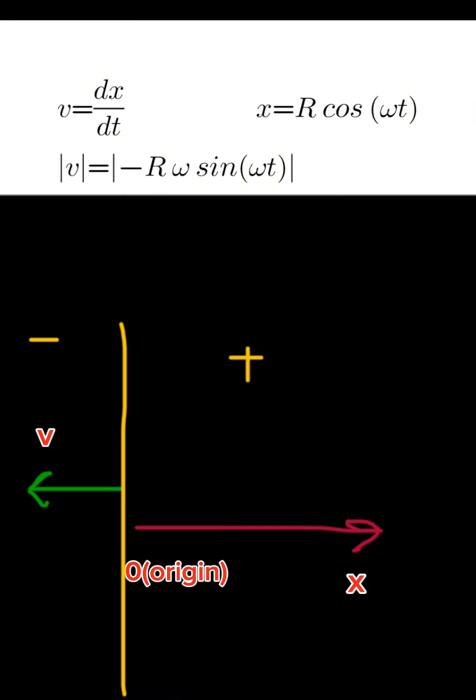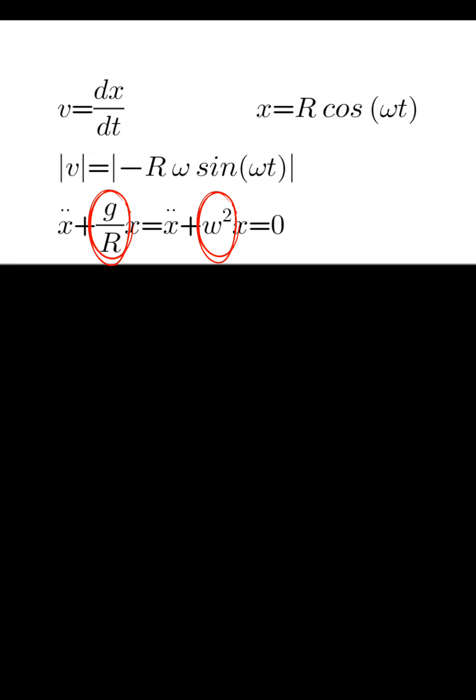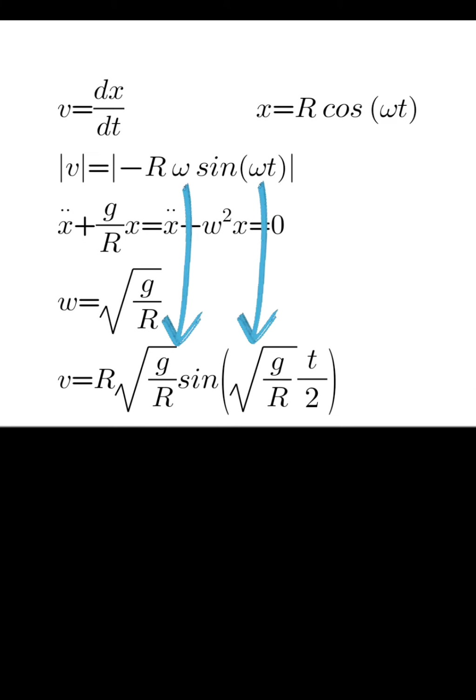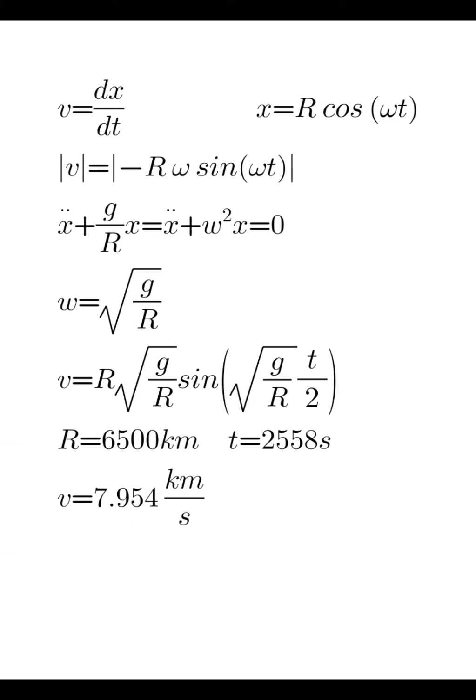We use v in modulus because we want the positive value. The minus shows the direction of velocity, which is opposite to that of the coordinate system. To get omega, we look at the form of the harmonic oscillator equation, x double dot plus g over r x is equal to x double dot plus ω² x. So, ω is equal to square root of g over r. After putting it in the initial equation, and setting time as t over 2, because we want it at the exact moment it is at the center of the Earth, as t is the time it takes to cross the entire Earth, we can do the maths and get v equal to 7.954 kilometers per second.